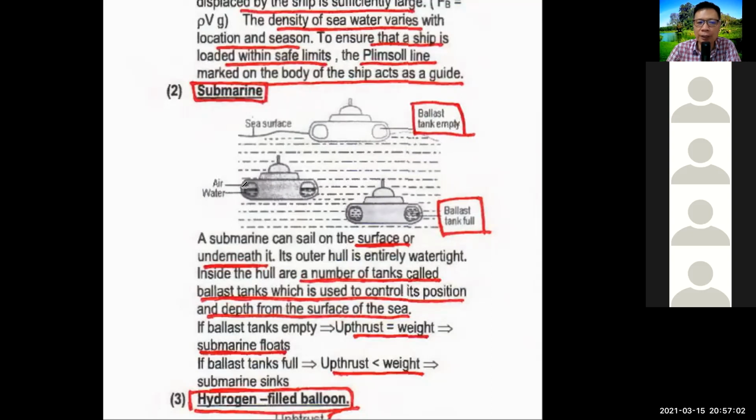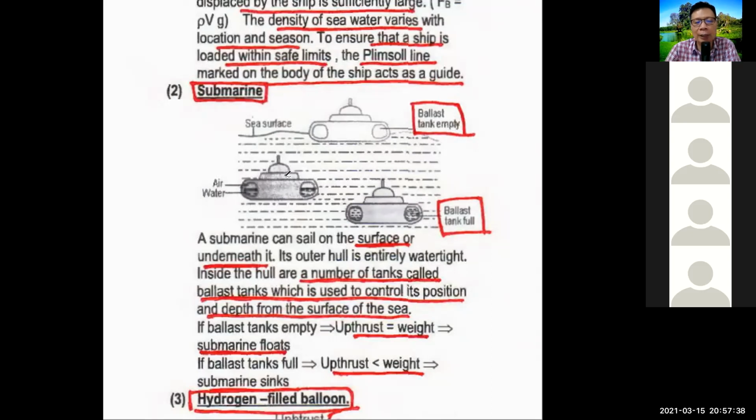There's a very powerful pump inside the ballast tank. It will pump the water, and when the ballast tank is half filled up, it will start to sink halfway only. When the ballast tank is fully filled up with water already, it becomes too heavy. Too heavy means it will sink into the bottom of the sea. That's how the submarine floats and sinks, by pumping the water inside or removing the water.